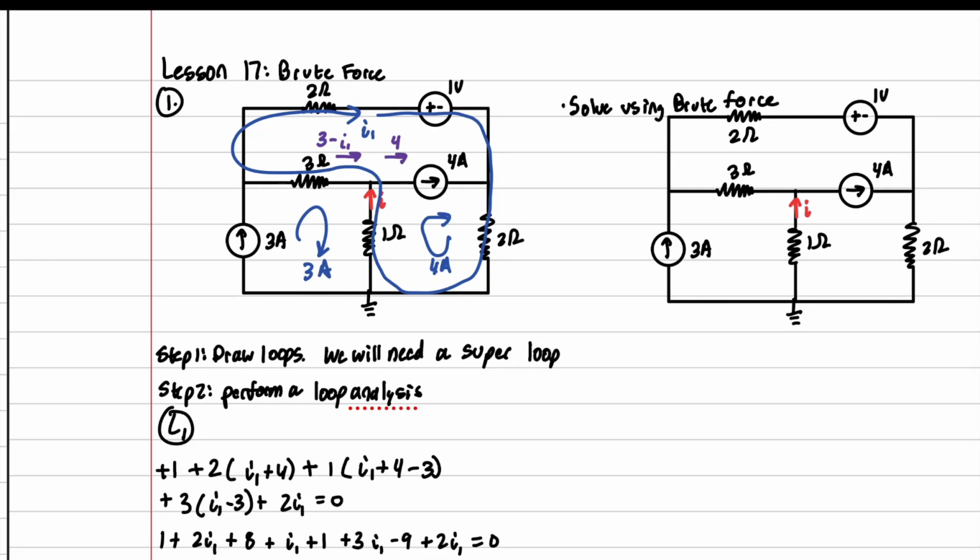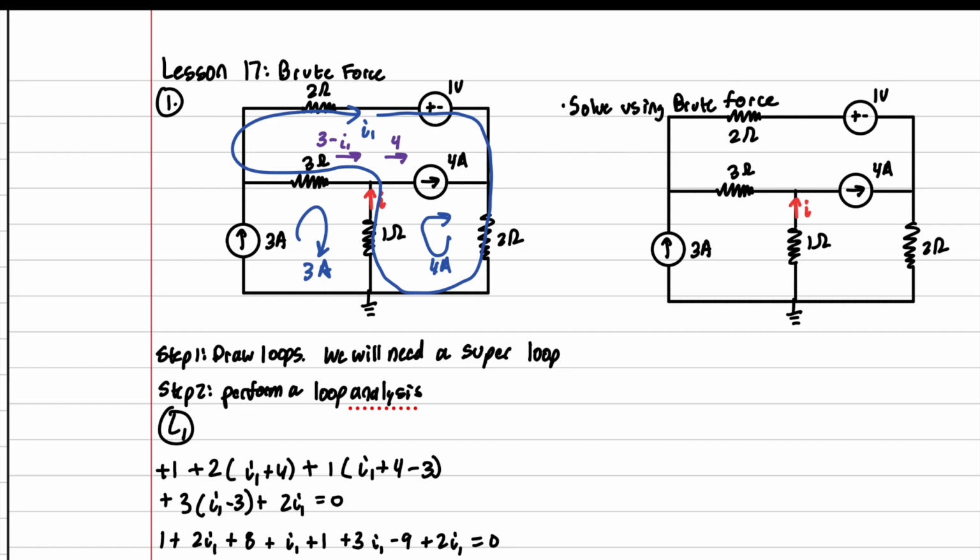Hey everyone, so today is our last lesson for Unit 1, which is just the circuit basics. This last lesson is about brute force. Brute force is a less known method. It's definitely a more math intensive method to solve circuits, especially circuits that include loop analysis with a super loop.